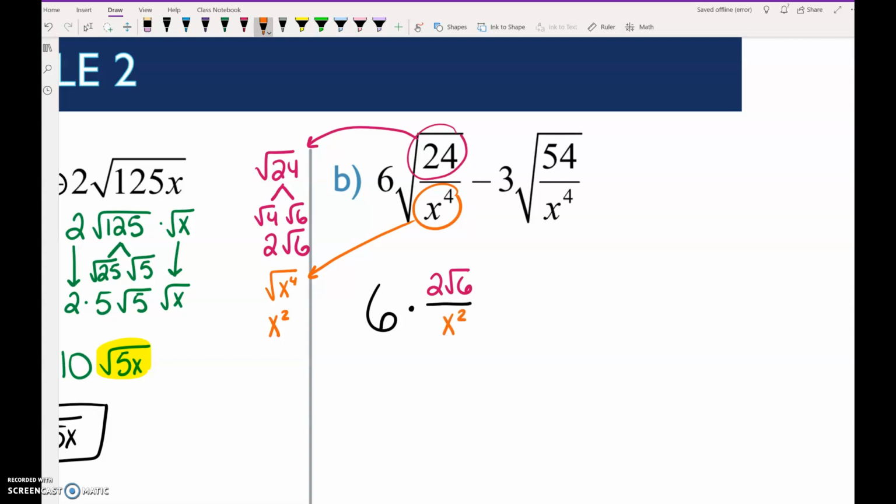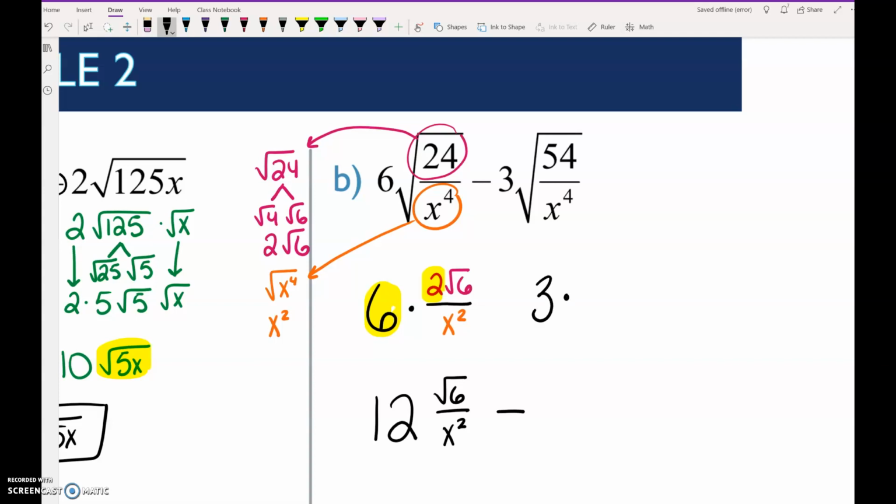Now, in this crazy looking term, what 2 numbers are we allowed to multiply together? The 6 in front and the 2 that's in front of the radical. So this term becomes 12 times the square root of 6 over x squared. There's a minus sign. Now we need to do the same thing with the other term.